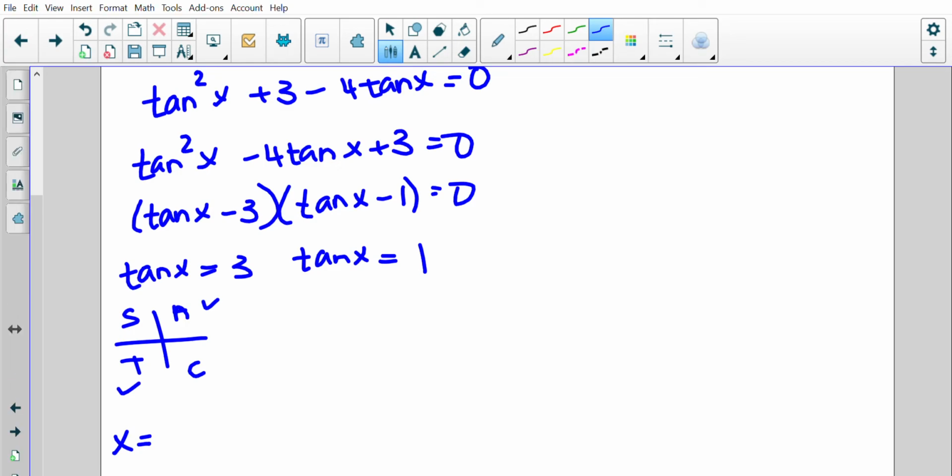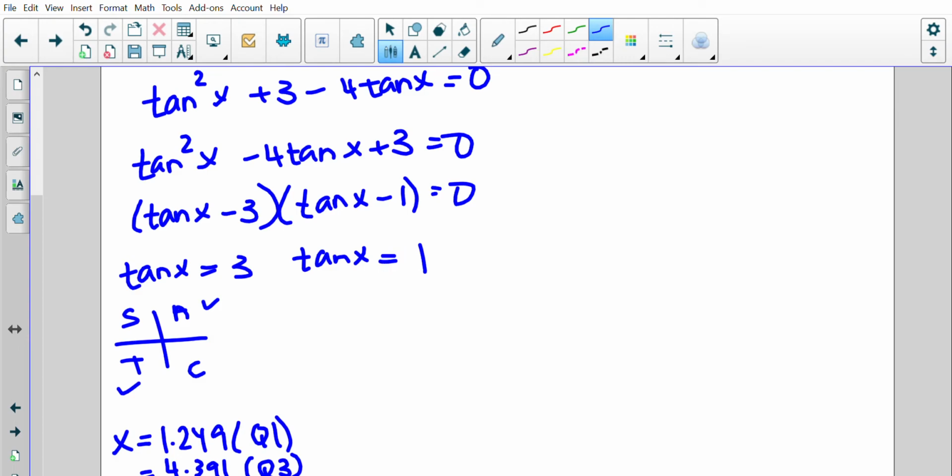So x equals 1.249. That's in quad 1. And then I'm just going to add pi to that to get my answer in quad 3, which should give us 4.391. And that's your answer in quad 3 over there, okay?